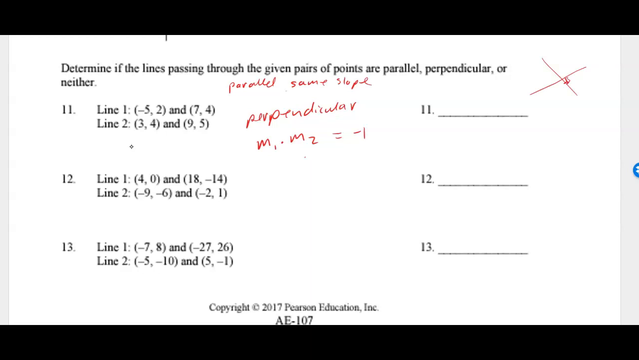So the slopes of lines that look like this, one is rising, one is falling. That's why when you multiply them together, you get a negative value. But if you get a negative 1, they're actually perpendicular. So you need to find the slope of both lines. So I'll find the slope of line 1.